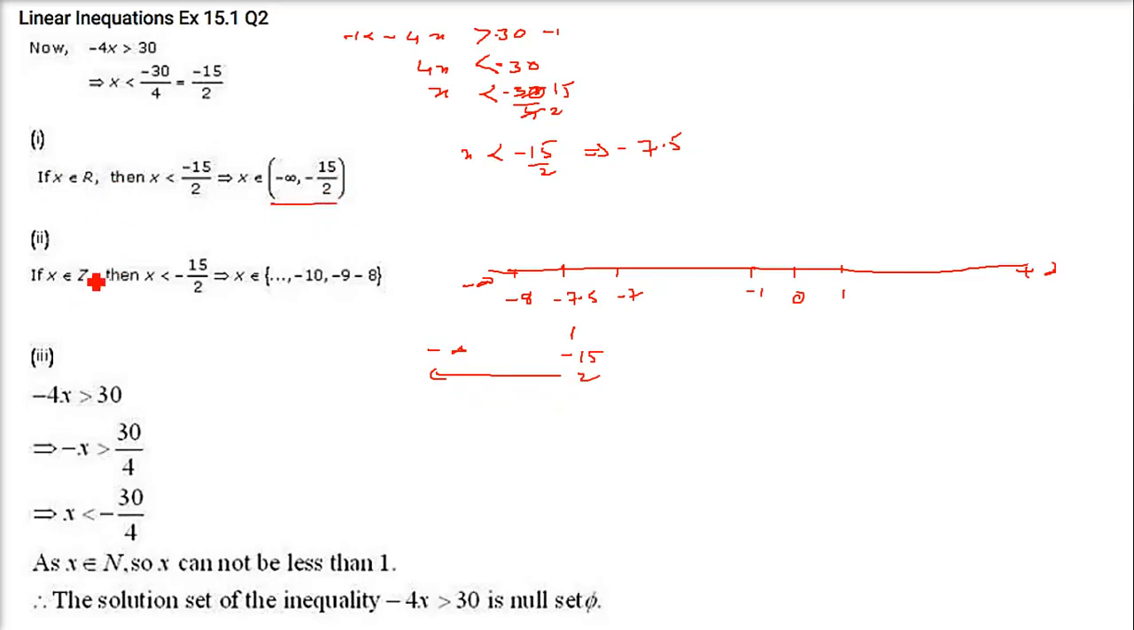When we talk about Z, what is Z? Z is the integers. So from here we start and it is minus 8 first. So we write minus 8, then comes minus 9, minus 10, and likewise. 3 ellipses means we go up to infinity. Coming to natural numbers. Natural numbers start from 1 to this side and we are talking about anything less than minus 7.5, so there is no natural number here. For x belongs to natural numbers, there is nothing. So this is a null set.